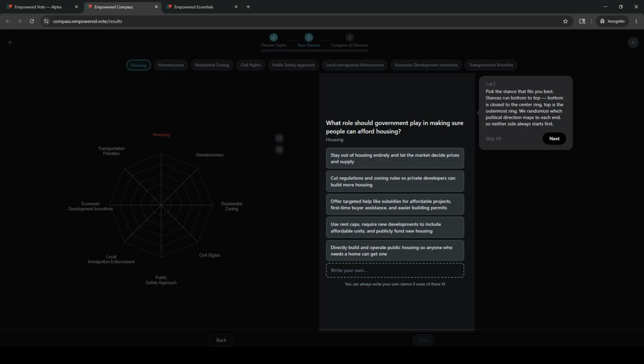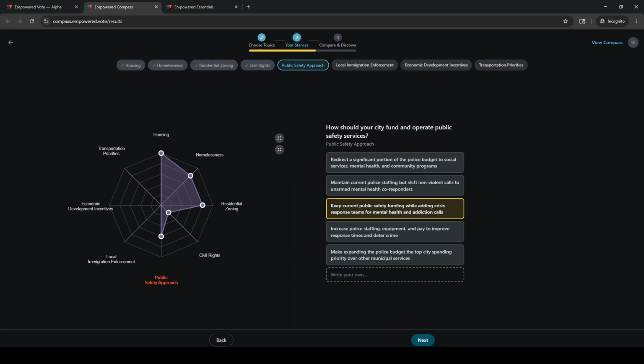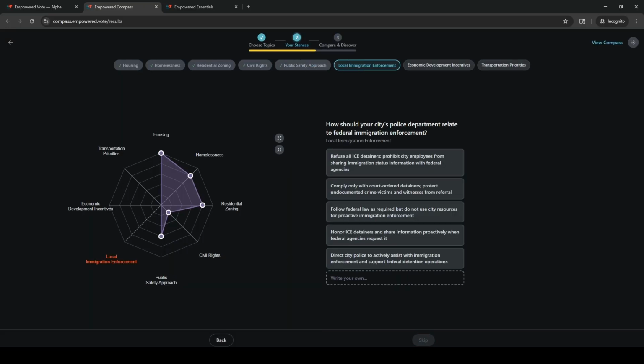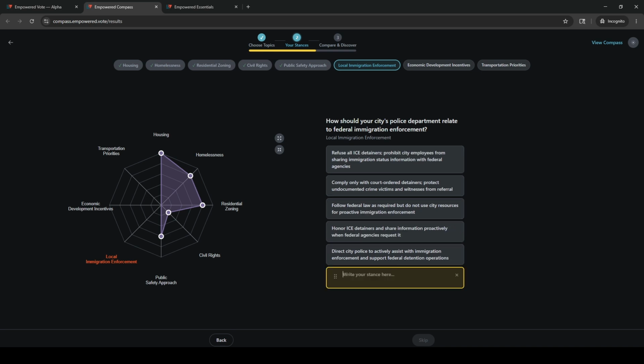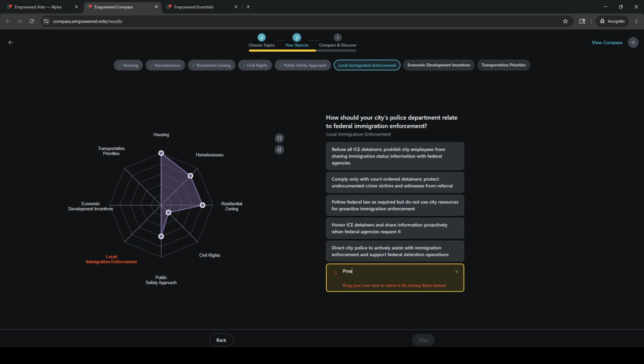So I'll answer these just real quickly. I'm just going to go through and give answers to questions on civil rights or housing. And then as you go through, what happens is you develop this visualization of your compass. And so, for instance, on ICE, let's say I want to go beyond refusing all ICE detainers. I want to prosecute ICE officials who break our laws.